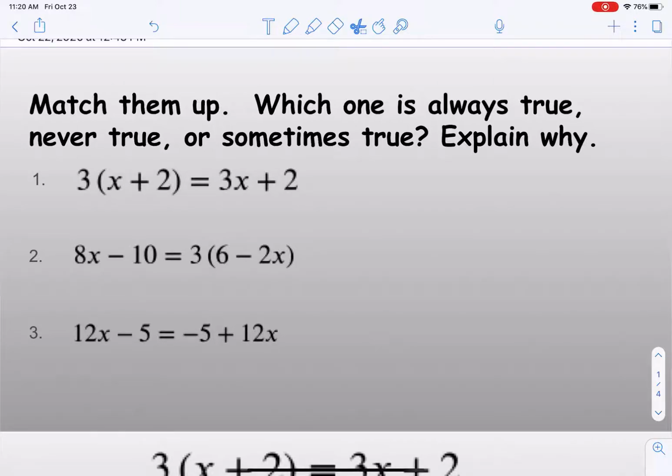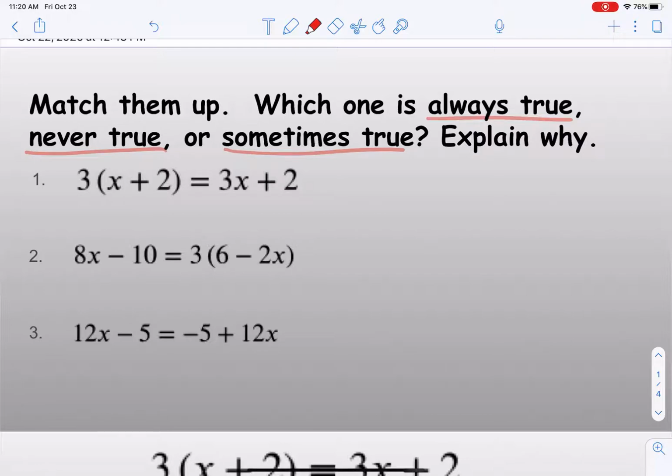Hi guys, today we are going to chat a little bit about these three equations. So we have here equation 1, equation 2, and equation 3. And we are going to try to figure out which one is always true, sometimes true, or never true. So we are working with some always true, sometimes true, and never true.